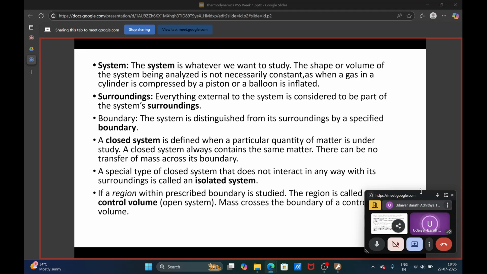Then you have a control volume. In this case, you have a fixed volume. This is called an open system as well, or control volume. In this case, you have both mass and energy transfer happening across the boundary.